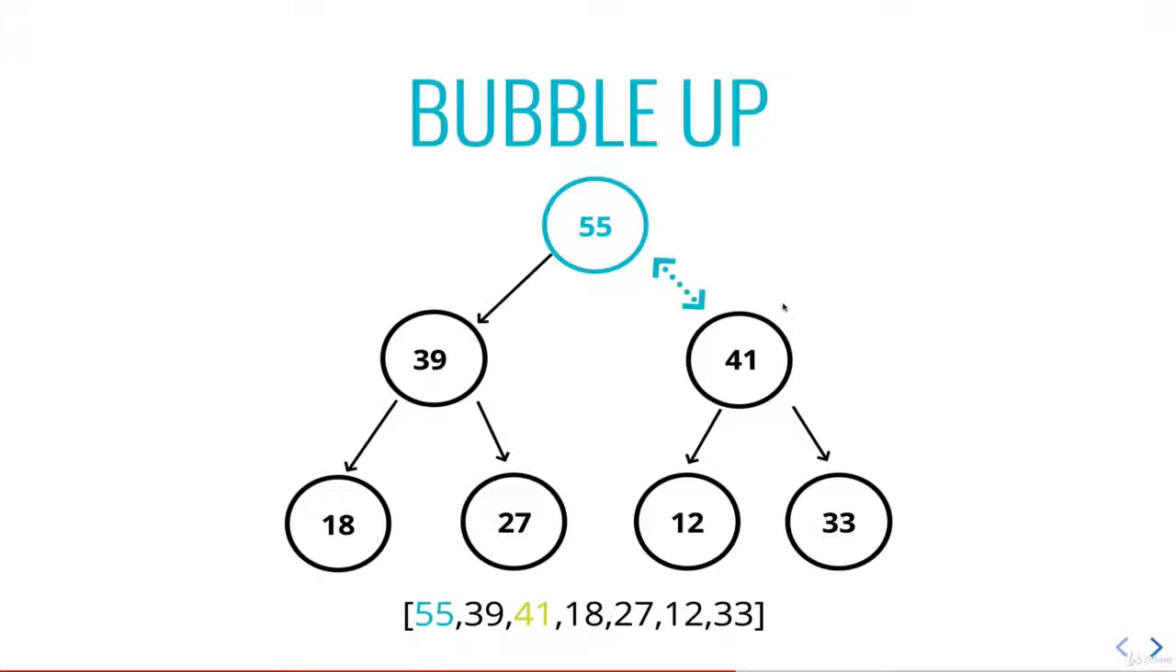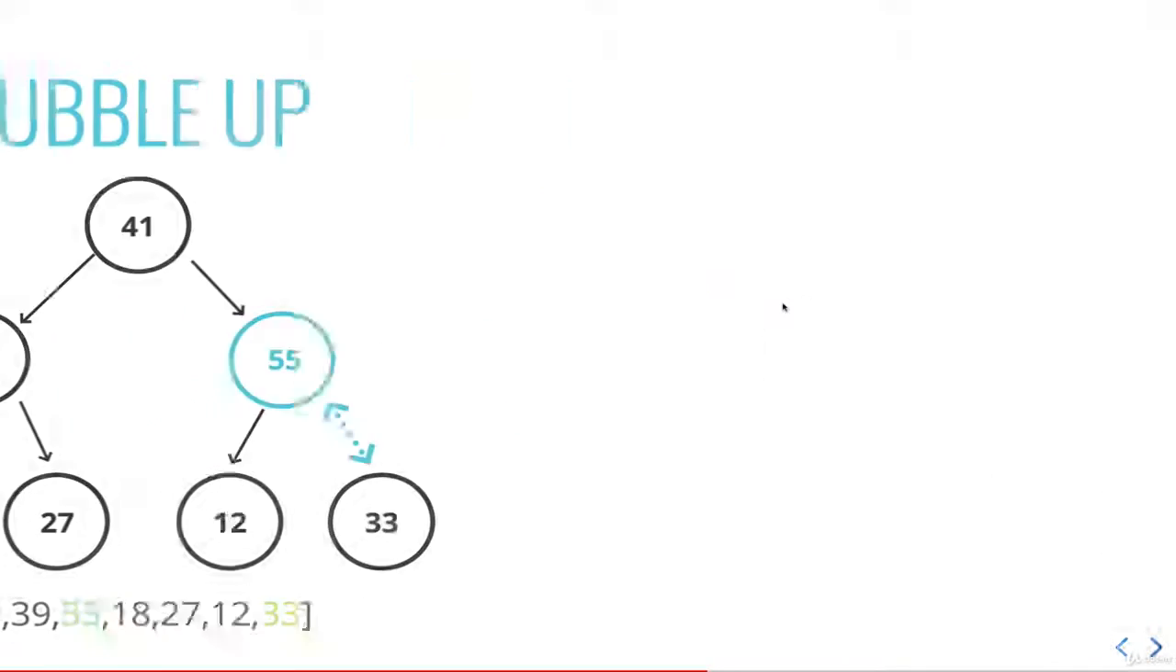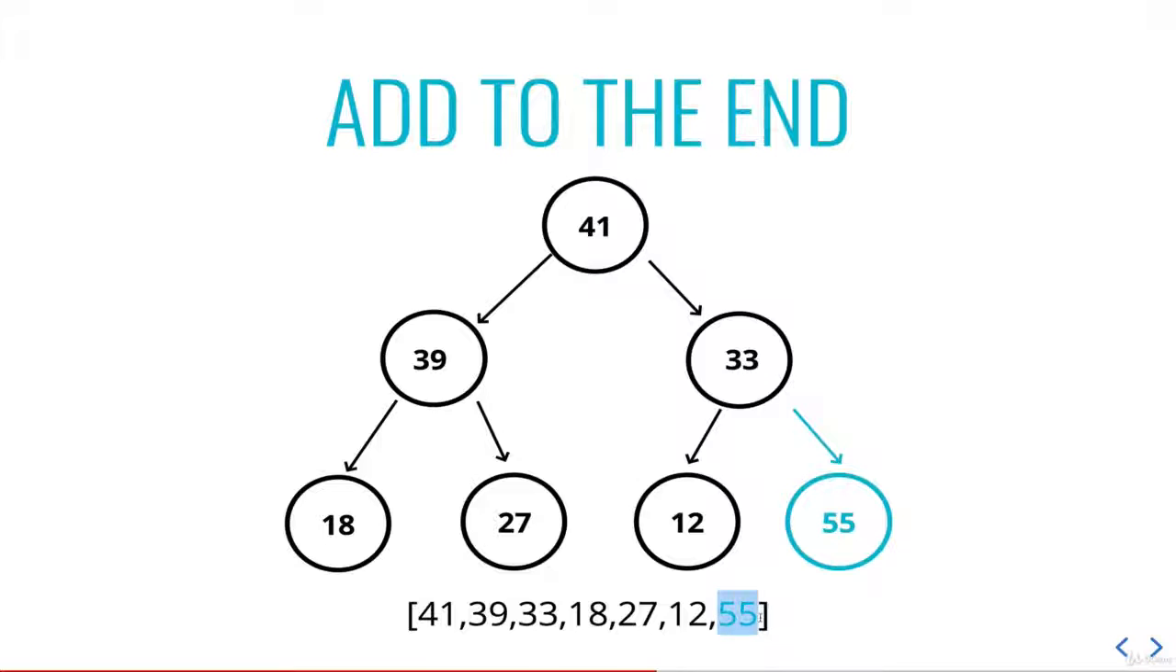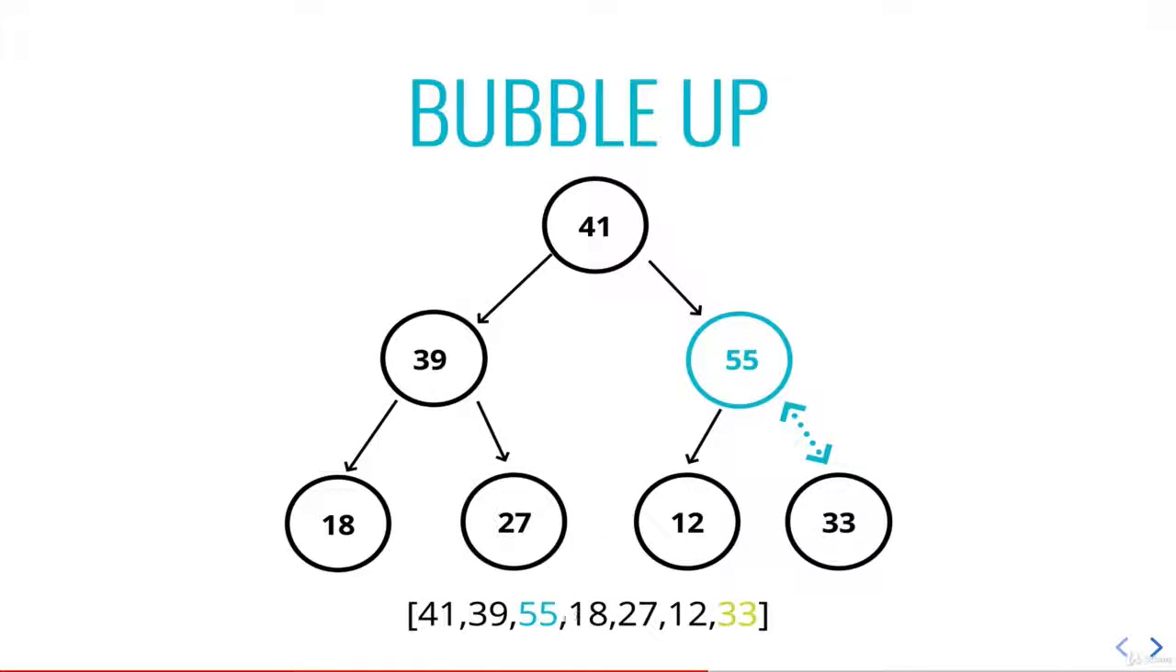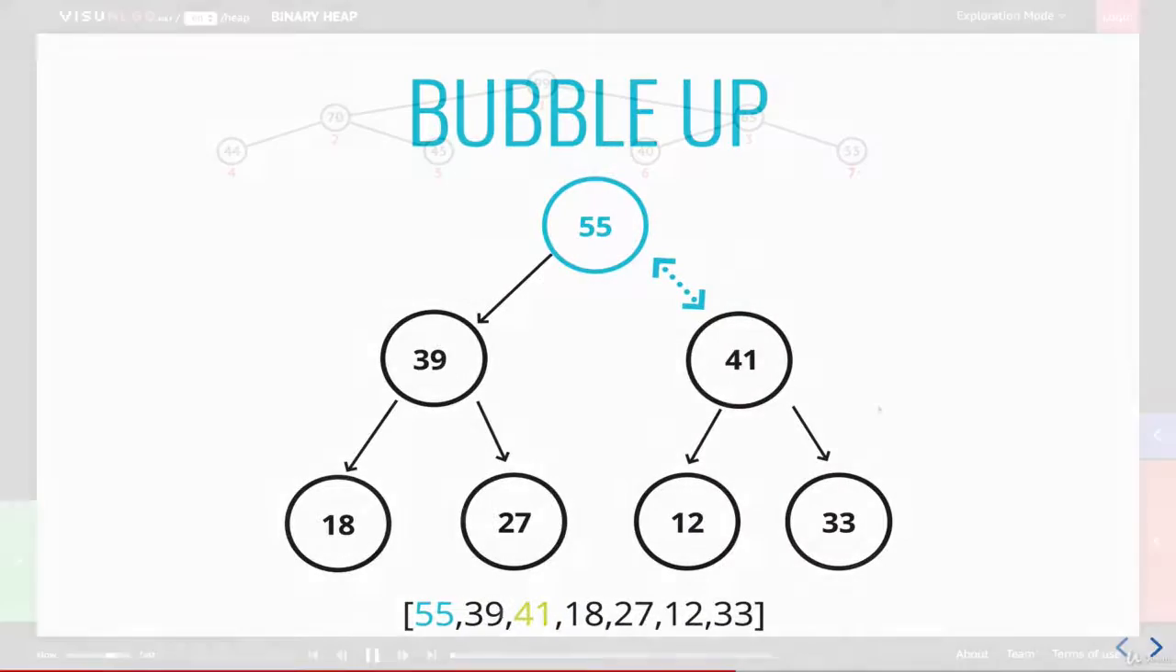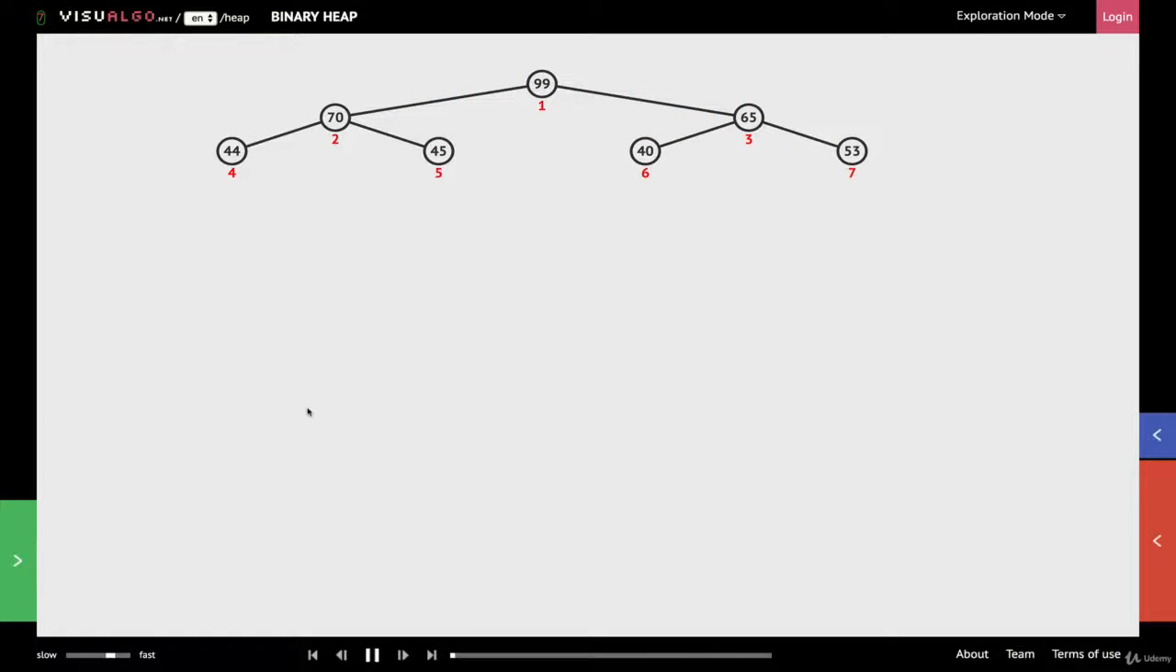And this is why it's important, when I talked about how you could find a parent based off of a child. If we had 55, we add it to the end, we need to find its parent at 33 and compare them. Then we swap them. Then we need to find 55's new parent, 41, and compare them. And we swap them. So here's an animated version on VisuAlgo. They give you numbers here so you can see the actual order in the array, in the list that's underlying it.